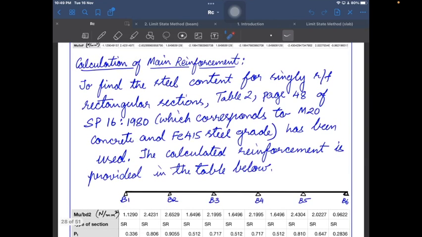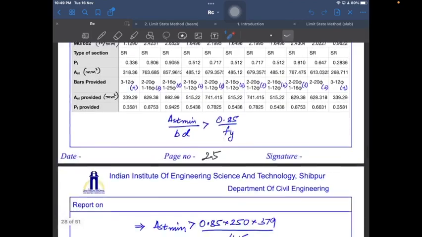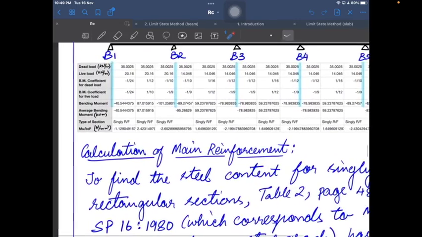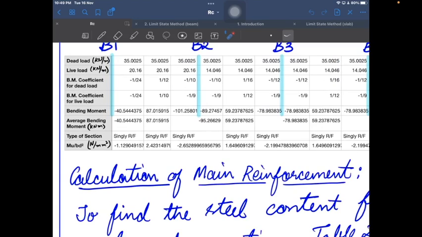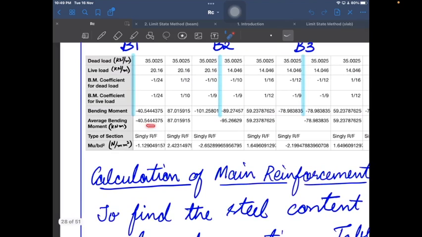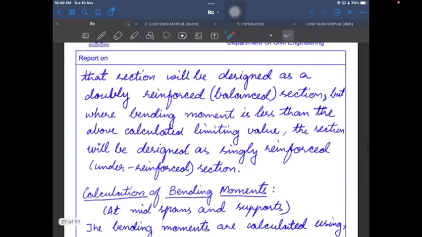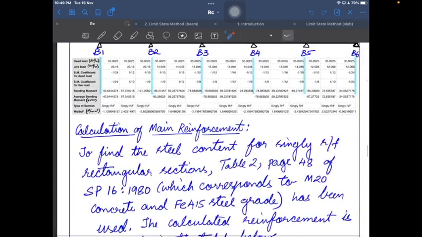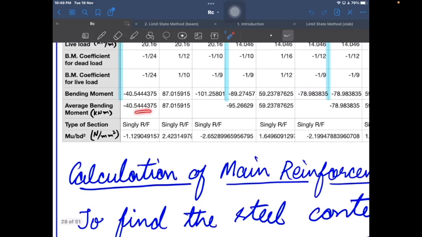Yeah, so the calculation of main reinforcement is there now. I hope till here things are clear. From here I've got my bending moments, and based on these bending moments I have written down here, if it is less than 99.11, what did I get? 99.11. So if I have got less than 99.11, I'll give it as singly reinforced.